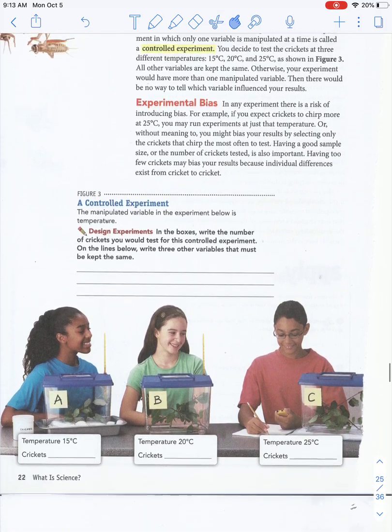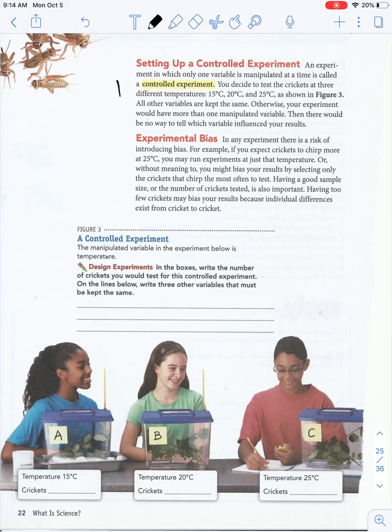All right, now let's move on to page 22. I'm going to number my paragraphs. Setting up a controlled experiment. An experiment in which only one variable is manipulated at a time is called a controlled experiment. You decide to test the crickets at 3 different temperatures: 15 degrees Celsius, 20 degrees Celsius, and 25 degrees Celsius, as shown in figure 3. All other variables are kept the same. Otherwise, your experiment would have more than one manipulated variable. Then there would be no way to tell which variable influenced your results.